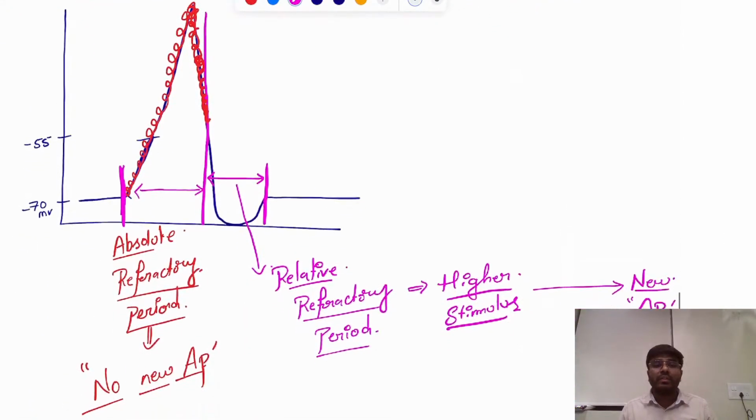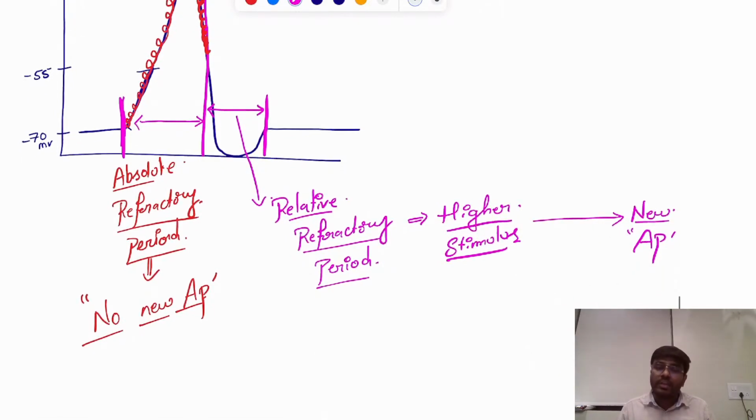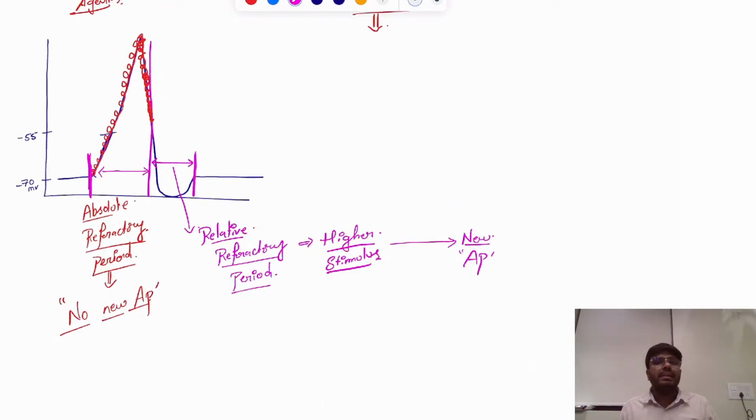And last, what are the 2 refractory periods that you should know? The absolute refractory period, the first part, and the relative refractory period. During the absolute refractory period, you cannot generate one more action potential. During the relative refractory period, only a stronger stimulus can generate one. So with this the topic is completed.